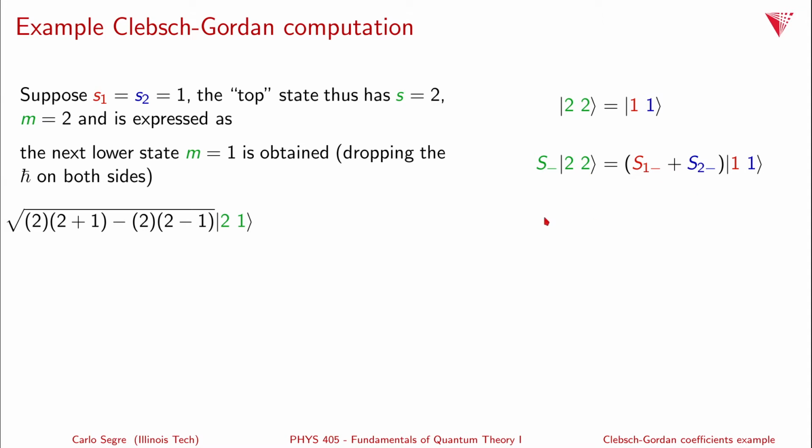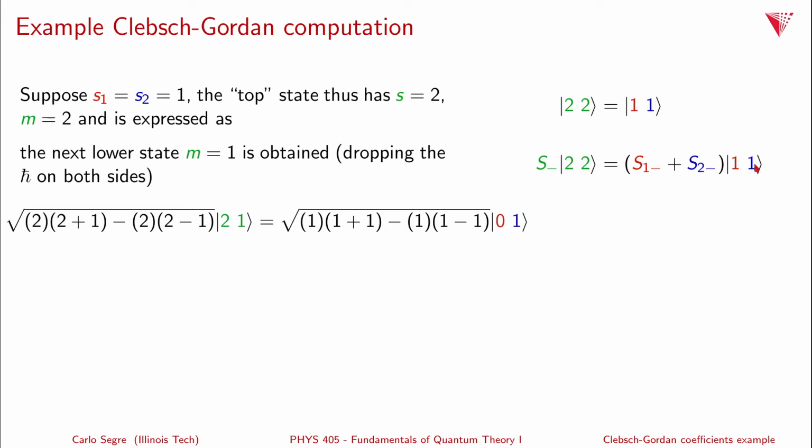On the right side, we're going to have two terms. The first term is when we lower M1. And when you lower M1, you're going to get 0. So then you have the state 0 for M1 and 1 for M2. But in addition, you have this coefficient out here, which is the square root of S1, which is 1, times S1 plus 1, minus M1, the previous version of M1, times M1 minus 1.